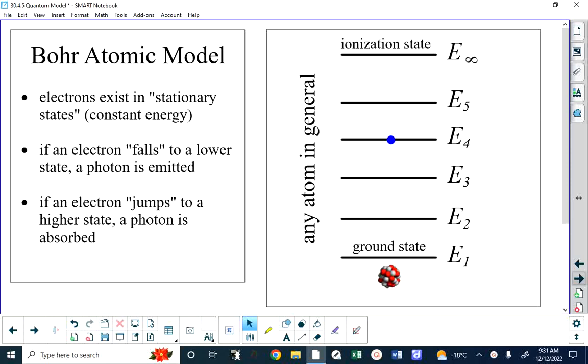Fair warning, on a diploma exam, they tend to use the word jumps, whether it jumps up or down. I don't particularly care for that, but just because you see the word jumps on an exam doesn't mean it's going up. It could be going down. You have to read the question carefully.